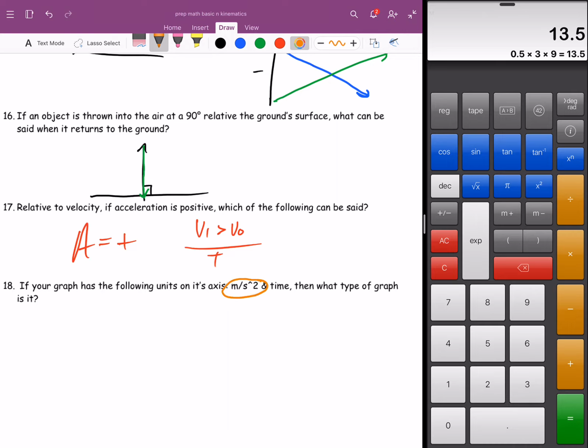Now, your y-axis is m/s squared. Your x is time. Here's your graph. You have acceleration over time. This is an AT graph.